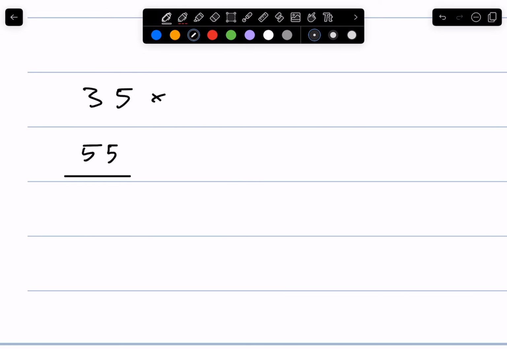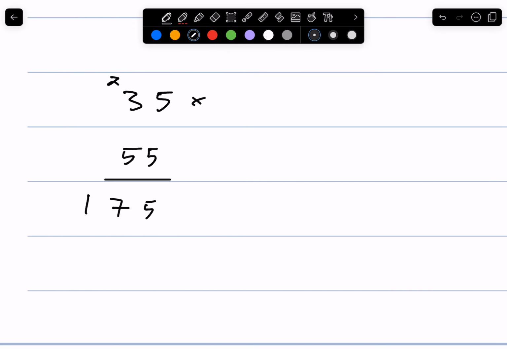5 times 5 is 25. 3 times 5 is 15, plus 2 is 17. Now we are finished with this 5. We are now moving to this 5 here, which is just 50. And so we do the same process. 5 times 5 is 25, so 5 and carry the same 2. 3 times 5 is 15, plus the 2 is 17.